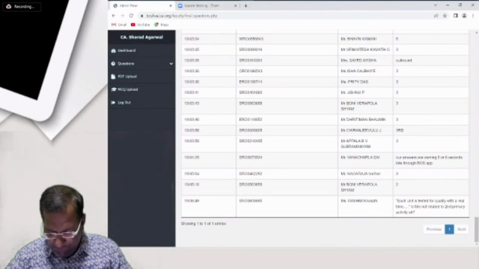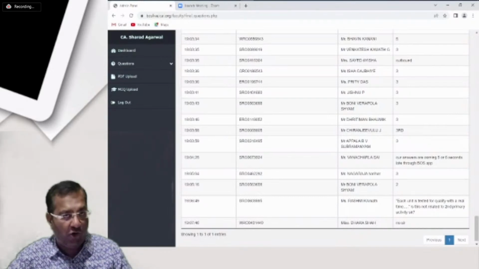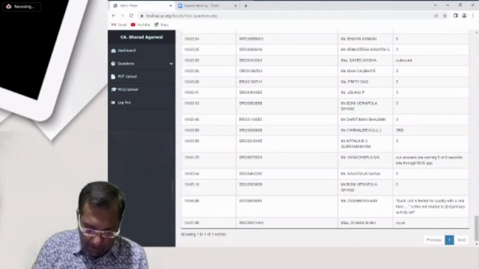Yeah, Rashmi, beta, we can write that one in second activity. Yes, because second activity includes testing also. Yes, good, beta, Rashmi. Can we move further, beta?